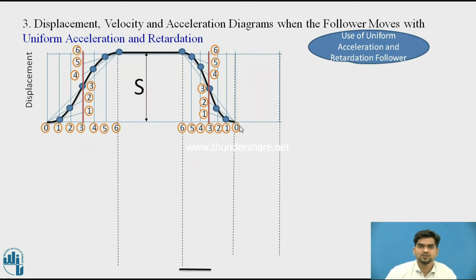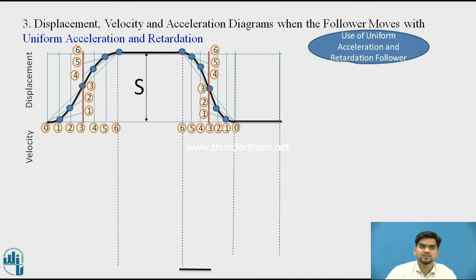Draw the smooth curve. This will give you the curve when the follower falls with uniform acceleration and retardation. We are getting the curve like this. Again this line is for the dwell period of the follower, which means the follower remains at a stationary position. So this complete figure will give you the displacement diagram when the follower moves with uniform acceleration and retardation.